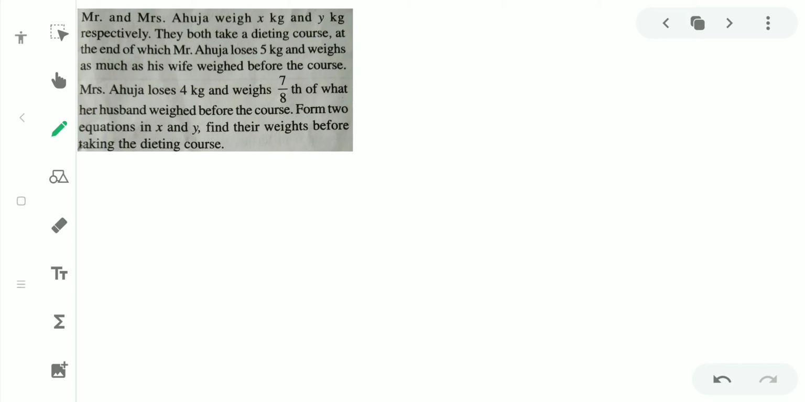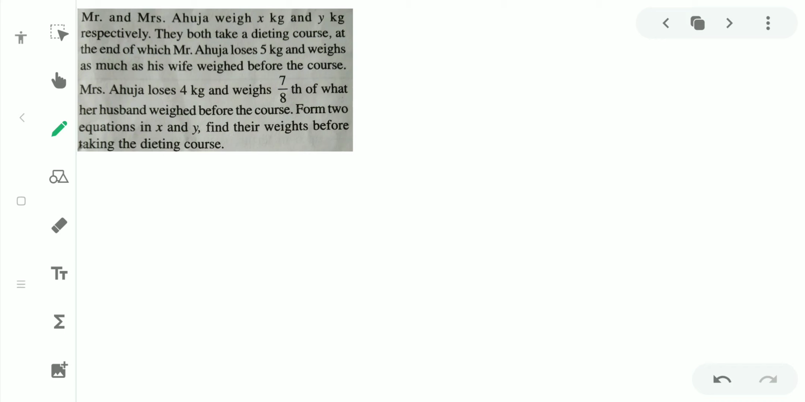And the second case is, Mrs. Ahuja loses 4 kg and weighs 7/8 of her husband's weight before the course. Form the two equations in X and Y. Find their weights before taking the dieting course.